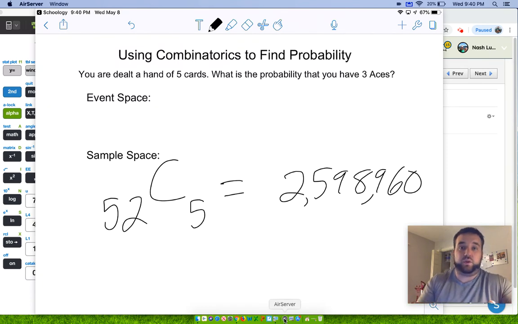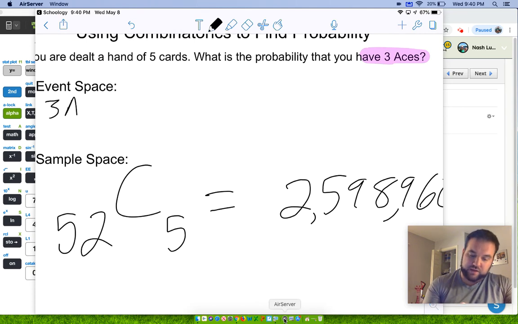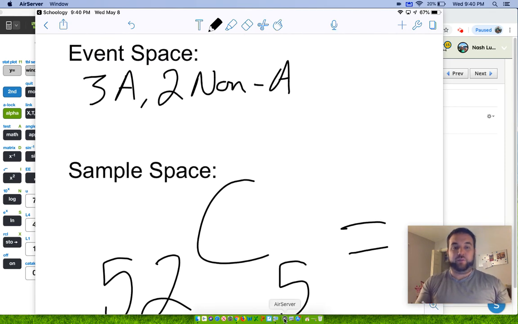Our event space is what you normally have to do a little bit more work on. Okay. So my event is, I want the probability that I have exactly 3 aces. So that means I have 3 aces and 2 that are non-aces. What we're going to do here is kind of a 2-stage problem. Let's first think about how many different ways I could get 3 aces. There are 4 aces in the deck. I want 3 of them. Again, I'm handing cards to you, so the order in which you get them does not matter.